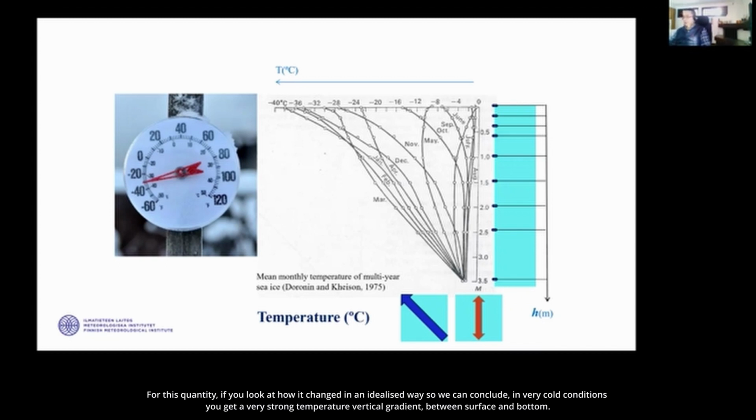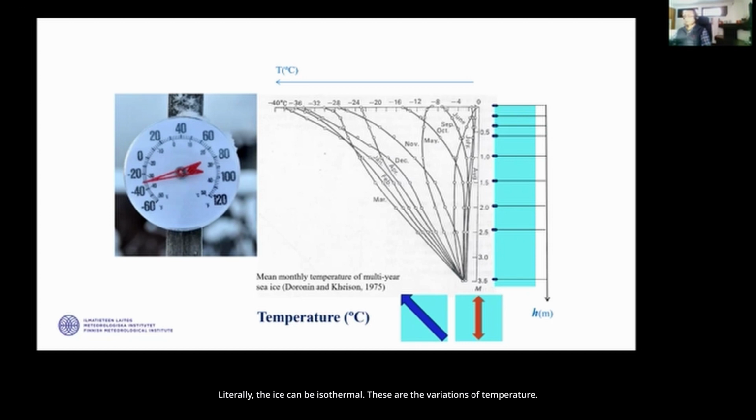If you look at how this quantity changes in an idealized way, we can conclude that in very cold conditions, you get a very strong vertical temperature gradient between surface and bottom. During warm conditions, like in summer, for instance in June and July in the figure, the upper surface becomes warmer and the temperature gradient becomes smaller. So the ice can become isothermal. These are the variations of temperature.